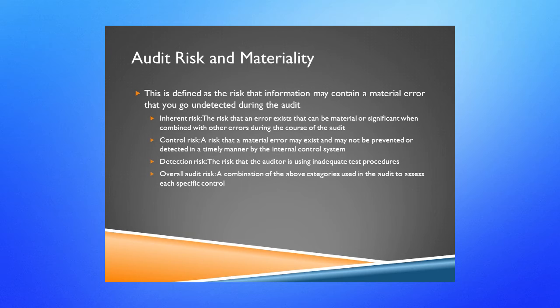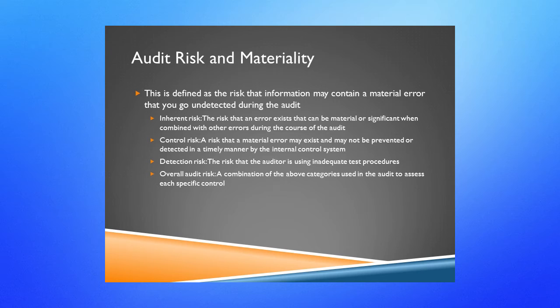And what that means is that there is risk that the information that you create in the course of your audit might contain material errors that go undetected during the audit, meaning that there's a risk that your audit missed something. And so it's important that we understand that. Now, when we talk about some of these risks, there are things like inherent risk. That means a risk that an error exists that can be material or significant if combined with other errors during the course of the audit.